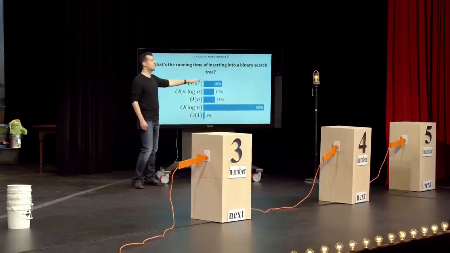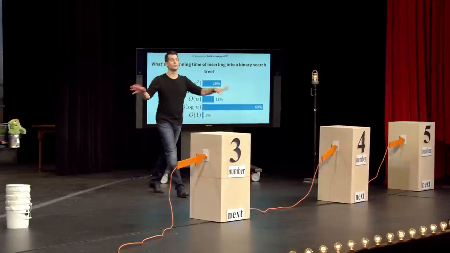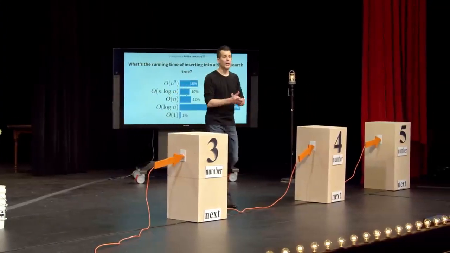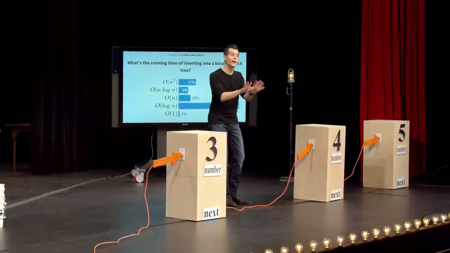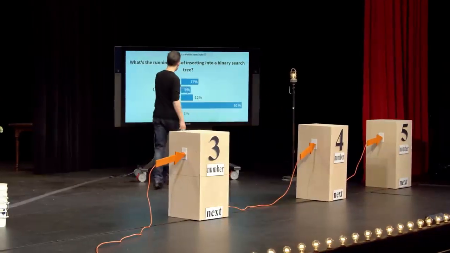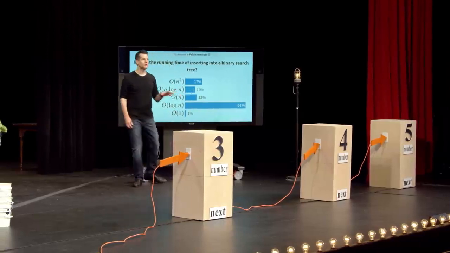N squared would actually be bad. So n squared is like the worst of the times we've seen thus far. And that would suggest that a tree is even worse than a linked list, is even worse than an array, and thankfully we're not at that point. But it's indeed log n based on certain assumptions.